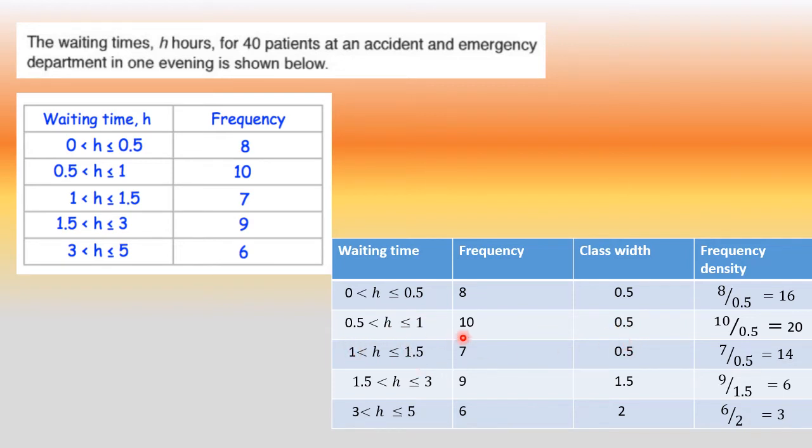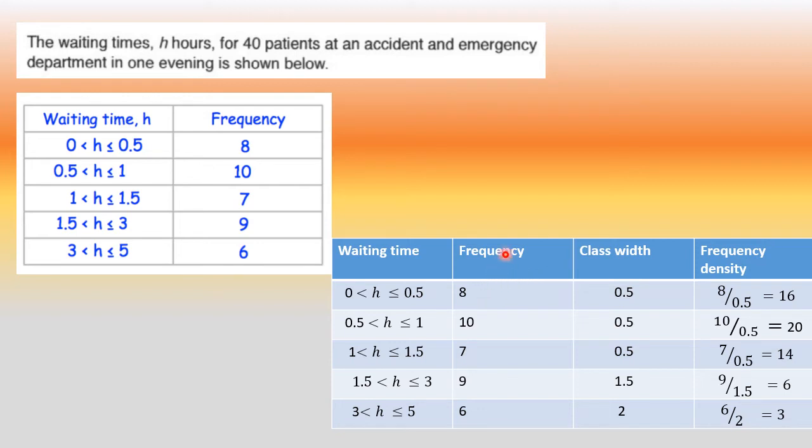1.5 minus 1 is 0.5. 3 minus 1.5 is 1.5. 5 minus 3 is 2. So we have the class width, that is this column, and we are going to work out the frequency density. When we are working out the frequency density, we are going to divide the frequency by the class width.